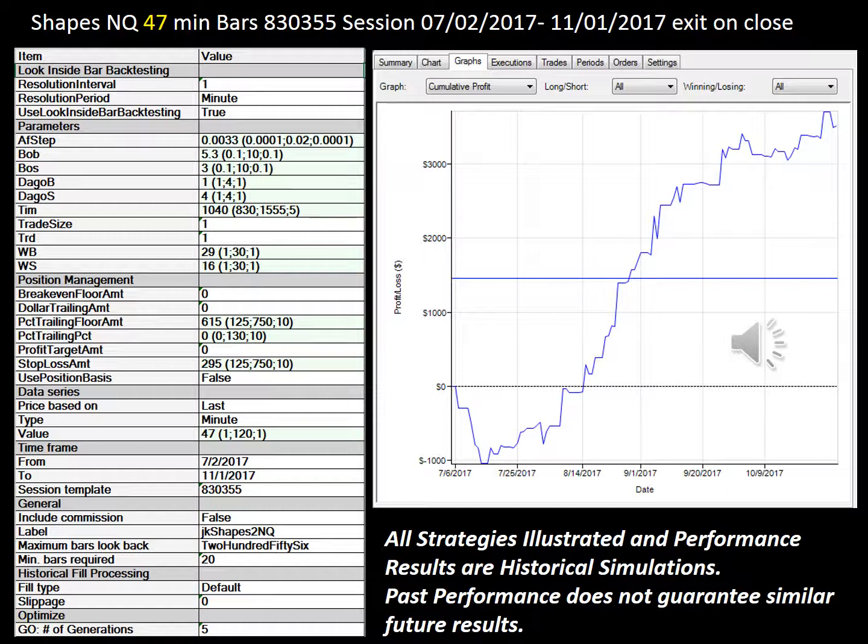Here's the settings for the NASDAQ 47-minute. This is the same chart that we saw. It started out with a pretty good sized drawdown, had the $1,000 drawdown right at the get-go, and then the rest of the curve has been pretty decent.